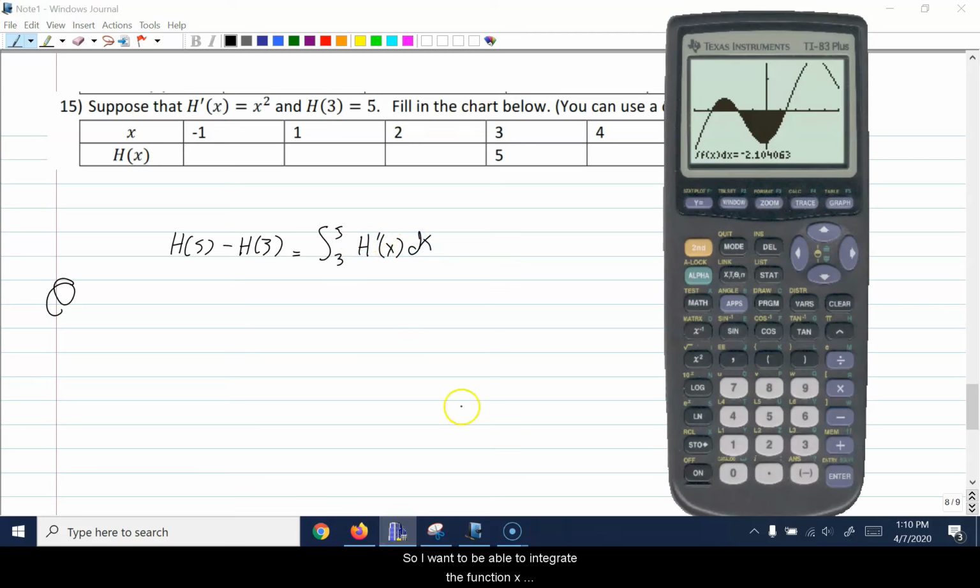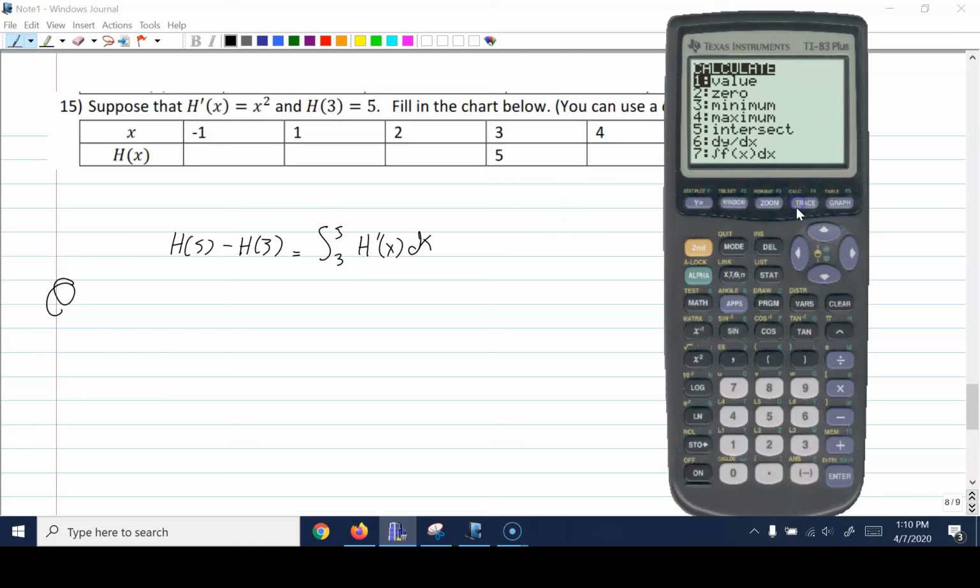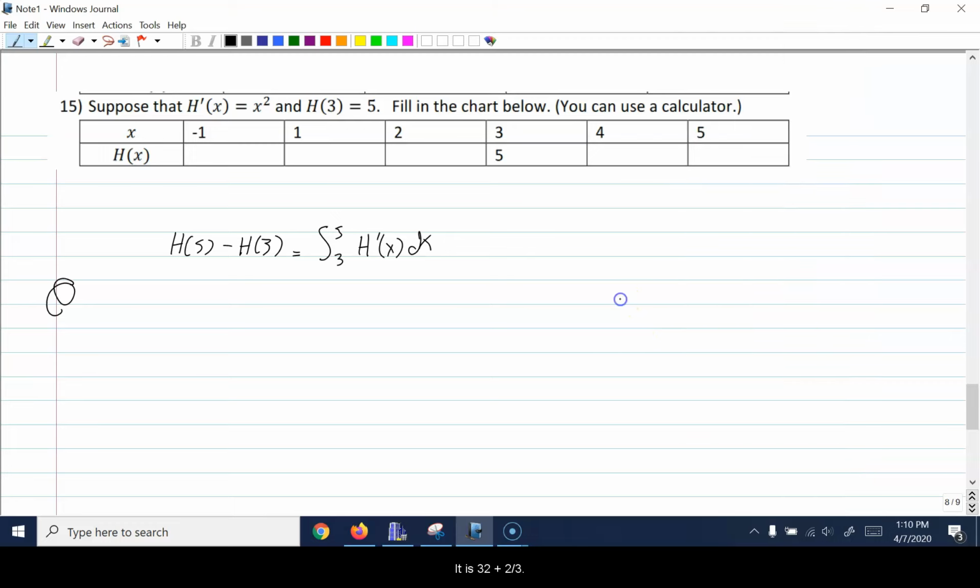So I want to be able to integrate the function x squared over a bunch of regions. I'm going to graph it. Let's go to a standard window. Let's calculate the integral from 3 to 5. It is 32 2/3. So h of 5 minus h of 3 is a gap of 32 2/3. I need to increase this by 32 2/3. I'm going to get 37 2/3.